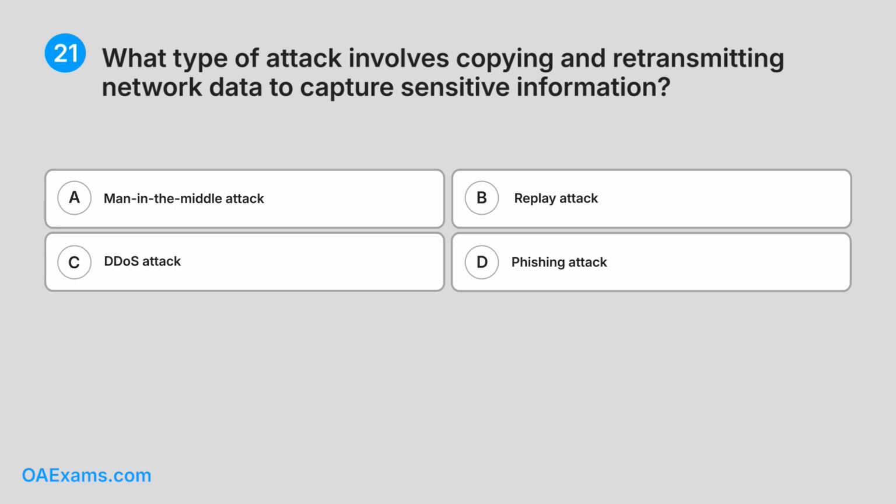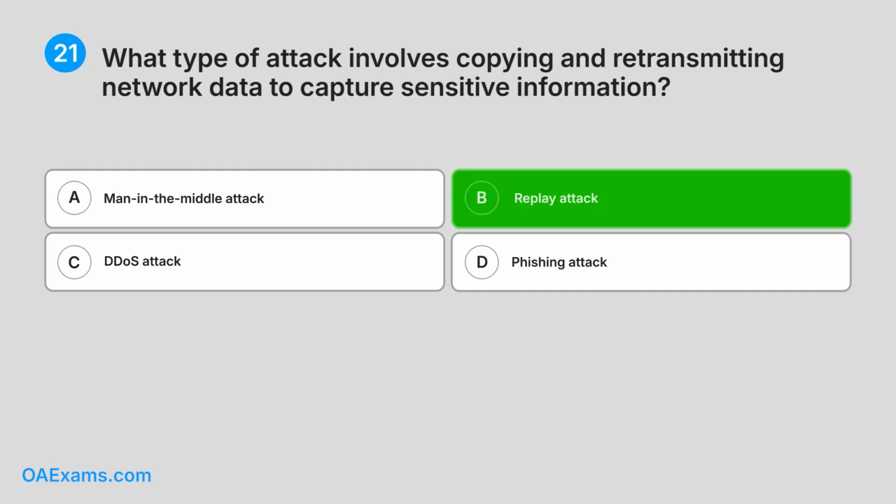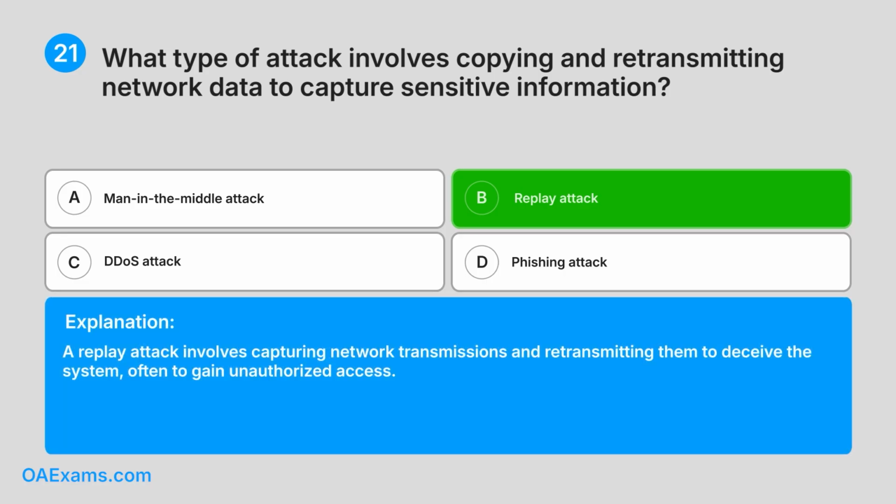A. Man-in-the-middle attack. B. Replay attack. C. DDoS attack. D. Phishing attack. Can you guess the answer? Correct answer. B. Replay attack. Explanation. A replay attack involves capturing network transmissions and retransmitting them to deceive the system, often to gain unauthorized access.